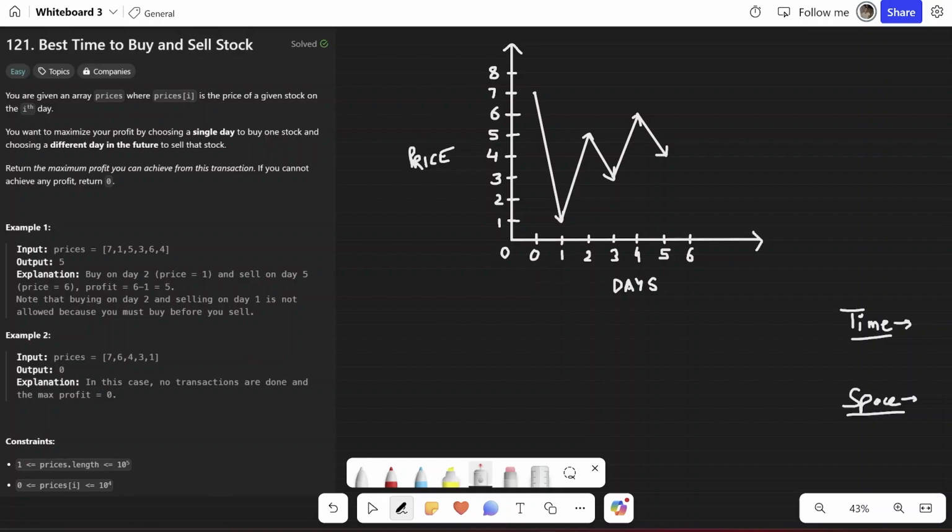We are given an array prices, and prices[i] is the price of a given stock on the ith day. We want to maximize our profit by choosing a single day to buy stock and choosing a different day in the future to sell stock. So what that means is, for example, I buy the stock today. I can only sell it after today, not on the same day, not on any previous day. And the difference in the prices, the sell price minus the buy price, is what I want to maximize.